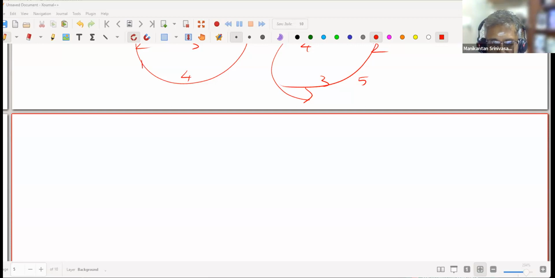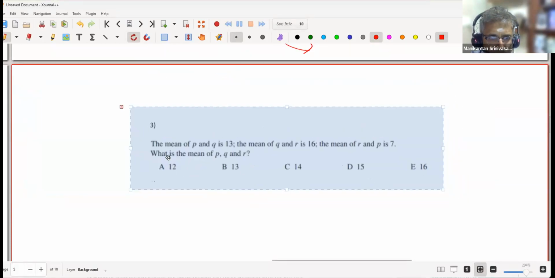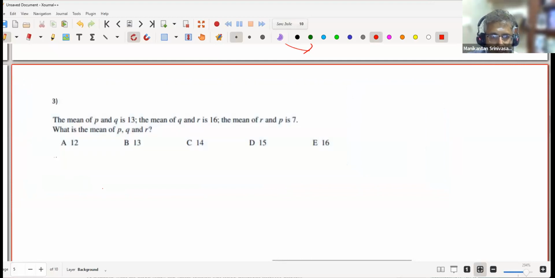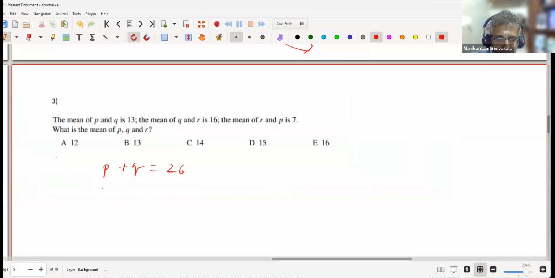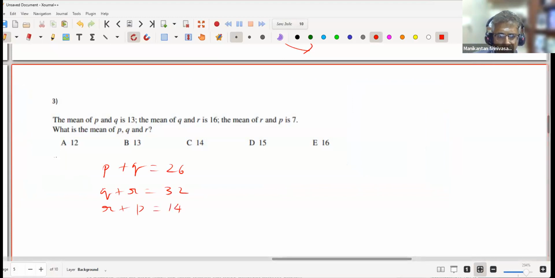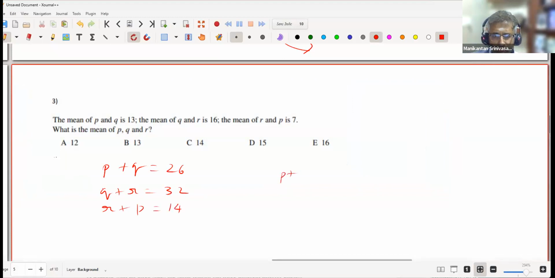Question 3. What is the mean of P, Q, and R? So I got 12. I also got that, 12. Okay. Yes. So just one small symmetry trick here. I'm sure you guys know this by now, but if not: the mean of P and Q is 13, which means P plus Q is 26. Q plus R is 32. And R plus P is 14. I want the mean of P, Q, and R, that is, (P plus Q plus R) by 3.